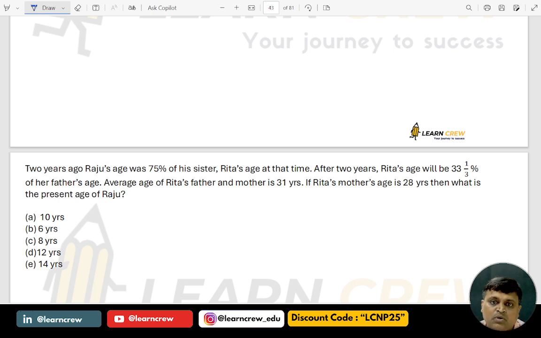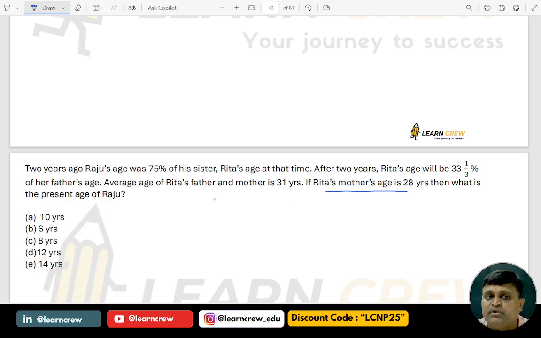So after 2 years, Rita's age will be 33 1/3% of her father's age. The average age of Rita's father and mother is 31 years, and Rita's mother's age is 28 years. What is the present age of Raju?